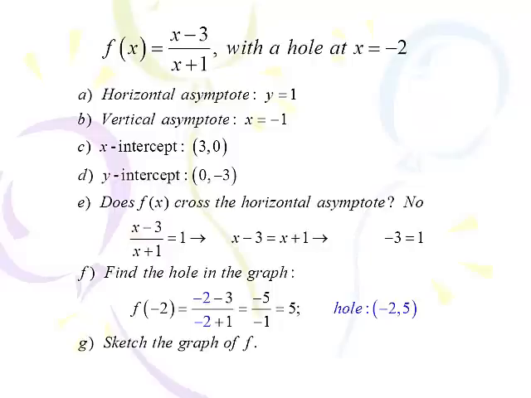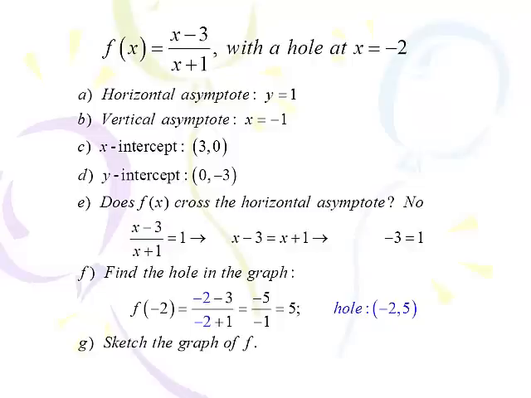x-intercept, we want the numerator to be 0. So if you let x be 3, the numerator turns into 0, so the whole thing is 0, and it crosses the x-axis at (3, 0). y-intercept, just put 0 in for x, and you get negative 3 over 1, which is negative 3. Does f of x cross the horizontal asymptote? So we set the function equal to 1, multiply both sides by x plus 1, and you see you have x minus 3 equals x plus 1. You cancel the x's, and you get negative 3 equals 1, which makes no sense whatsoever. So no, we don't cross the horizontal asymptote.